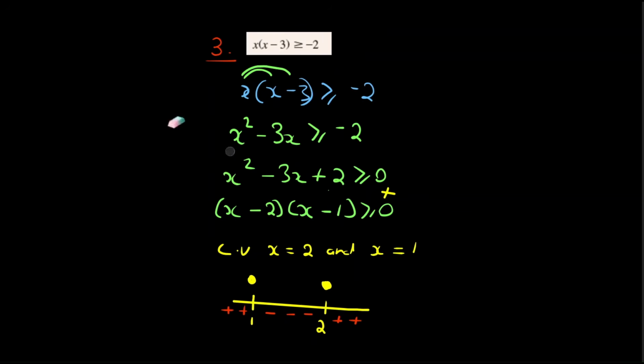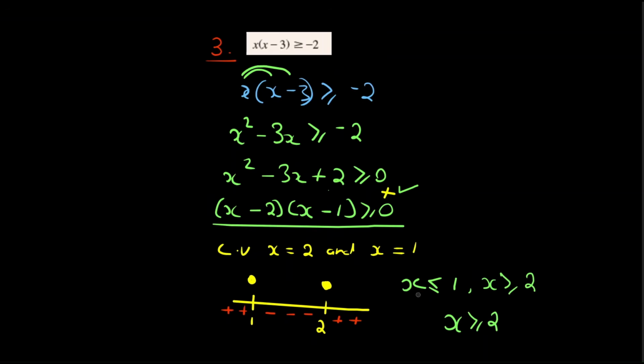So to answer the question using our number line, we're looking for an area where this expression is positive, and that area is at x is less than or equal to 1. You can also see it's at x is greater or equal to 2. And that will be our solution. You can also represent this as x is greater or equal to 2 or x is less than or equal to 1. And that will be our solution.